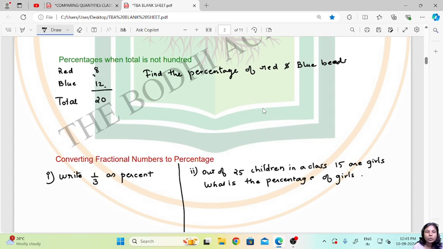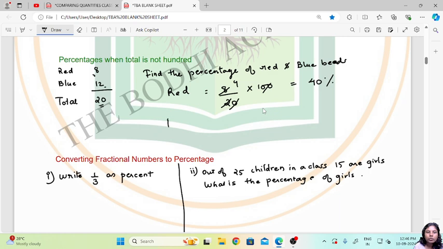Let's start with the red beads. We have 8 upon the total number of beads, that is 20. Because we have to find it in terms of percentage, we multiply it by 100. If you cancel out, this will be 2, 1 and 4. So we can say that 40% of the beads are red.